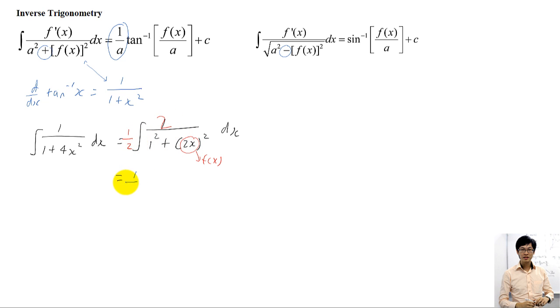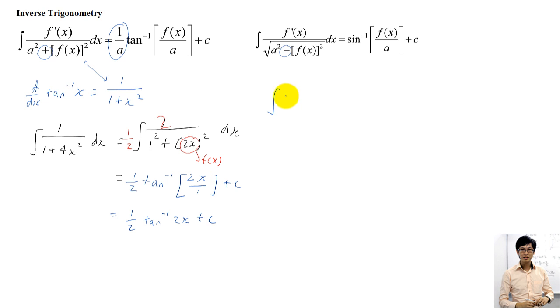The answer will be half. 1 over a is 1, so no need to write anything. So tangent inverse, then fx over a, so it's 2x over 1, plus c. So the answer will be half tangent inverse 2x plus c. This is how we apply this formula for tangent inverse. So what about for sine inverse?